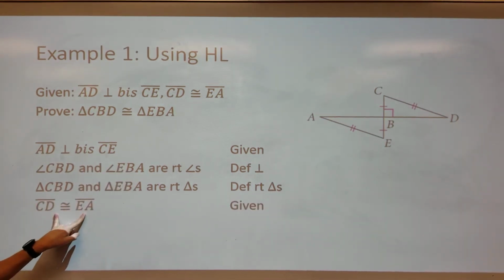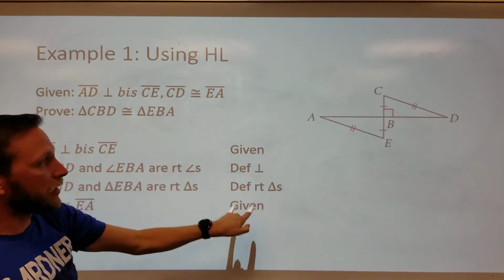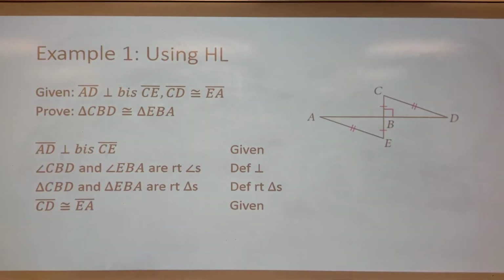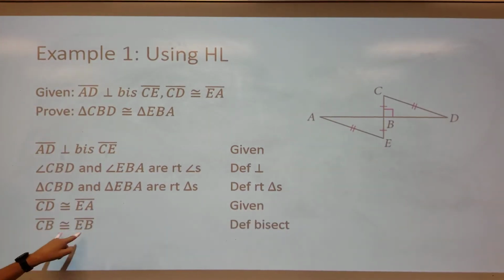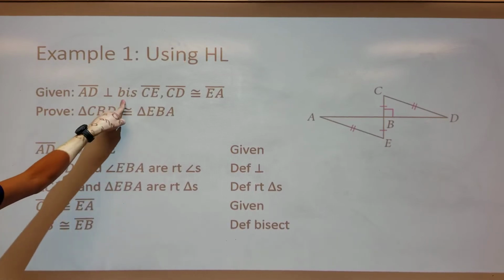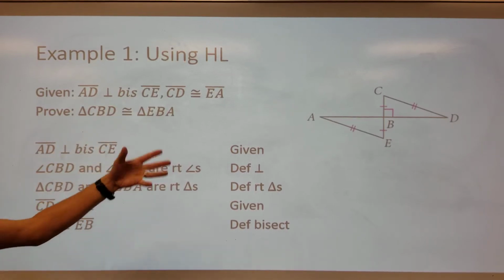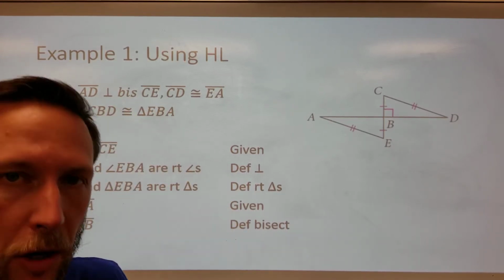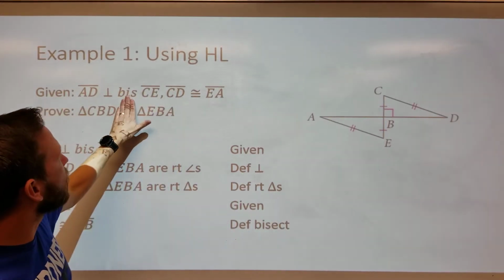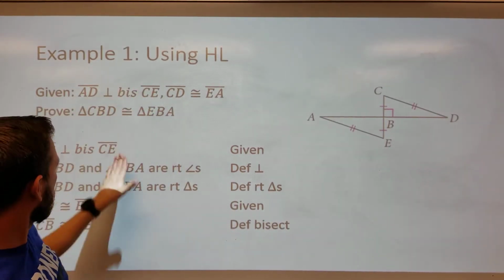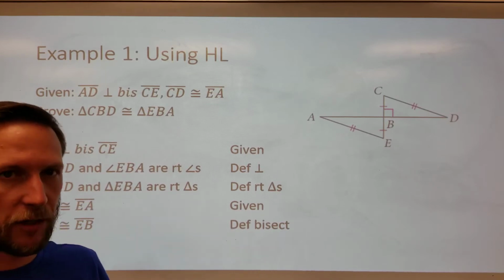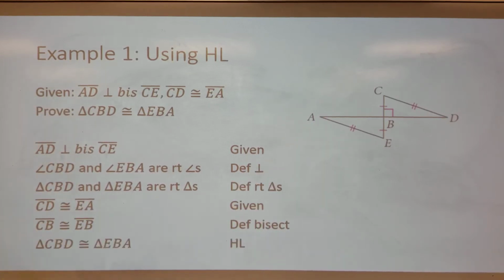Now, segment CD is congruent to segment EA. That's given information. And segment CB is congruent to segment EB by the definition of bisect. All right, we bisected segment CE. I know that that's marked in the picture. I want to be clear about what's given as a statement using the definition of bisect versus what's given in the picture. I apologize that it's already marked for you. And therefore, the triangles are congruent using the hypotenuse leg shortcut.